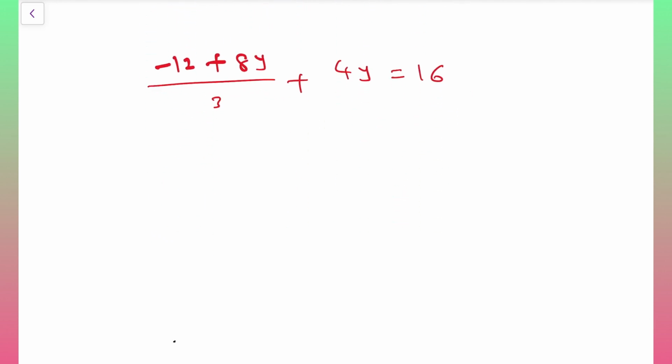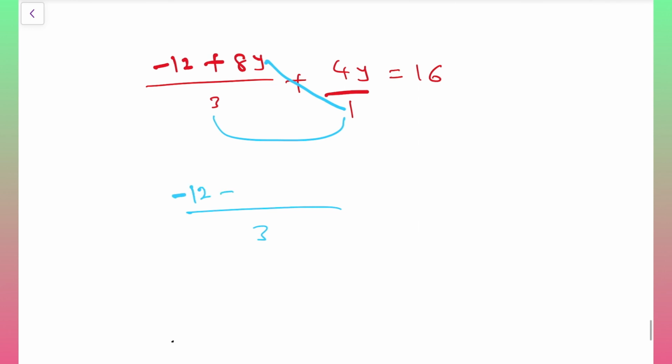Here 4y I am writing as 4y by 1. Now both the denominators are different, so let us go with the LCM method or else the cross multiplication method, whatever you feel is easy. 3 ones are 3, then cross multiply. Minus 12 plus 8y into 1. If you multiply by 1, nothing will change. Minus 12 plus 8y as it is, plus 3 into 4y. 3 fours are 12, 12y is equal to 16.